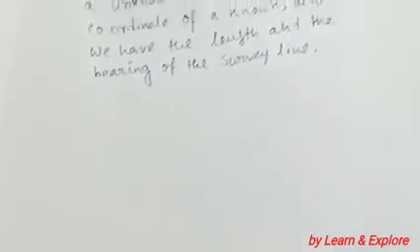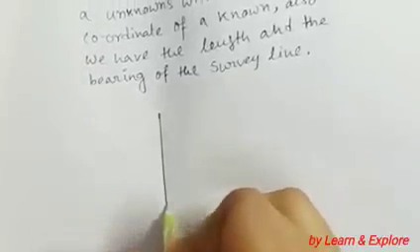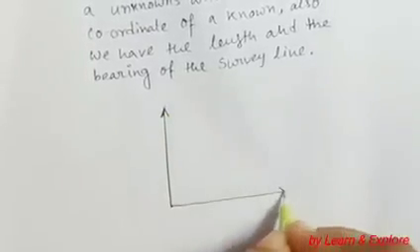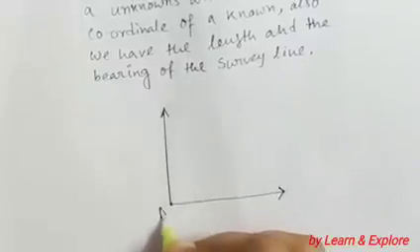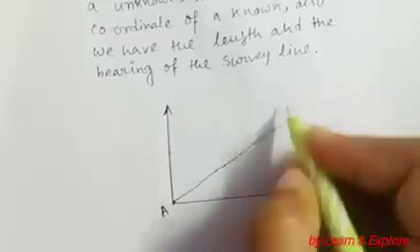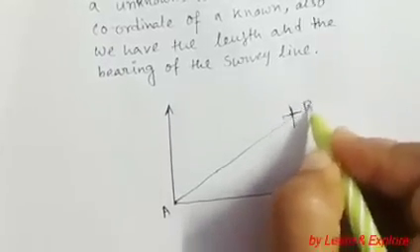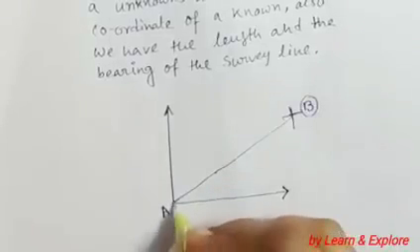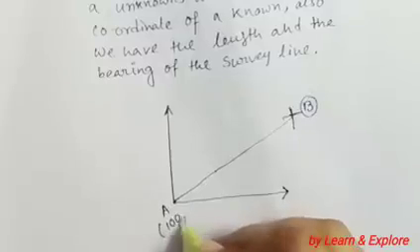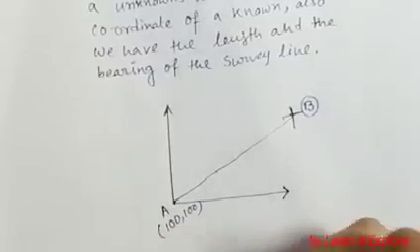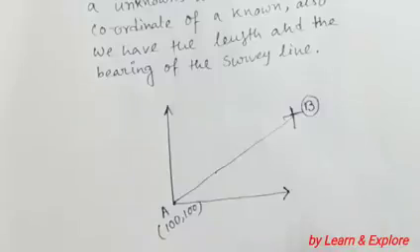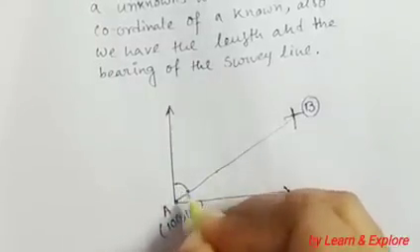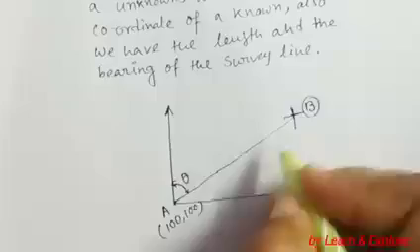As we all know, this is our coordinate system, and our question is to find out the coordinate of a new station. Suppose this is our station A and this is our unknown station B, whose coordinate we have to find out. Suppose the coordinate of station A is 100, 100, where northing is 100 and easting is also 100. Suppose this angle or bearing is theta, and suppose this length is L.